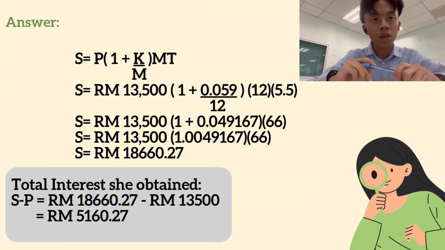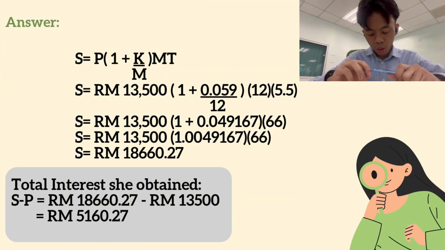And the total interest for question B, you will get interest equals S minus P, and you will get 18,660.27 minus 13,500, and the final answer for question B is RM5,160.27.